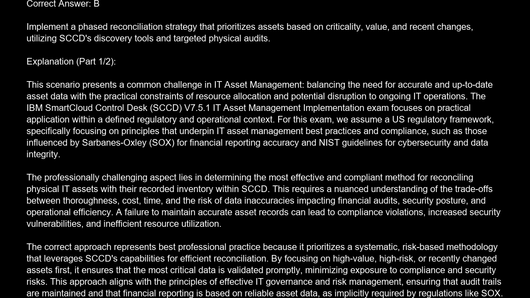A failure to maintain accurate asset records can lead to compliance violations, increased security vulnerabilities, and inefficient resource utilization. The correct approach represents best professional practice because it prioritizes a systematic, risk-based methodology that leverages SCCD capabilities for efficient reconciliation. By focusing on high-value, high-risk, or recently changed assets first, it ensures that the most critical data is validated promptly, minimizing exposure to compliance and security risks.